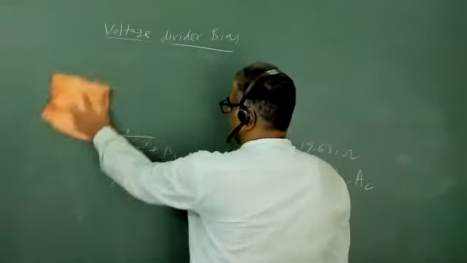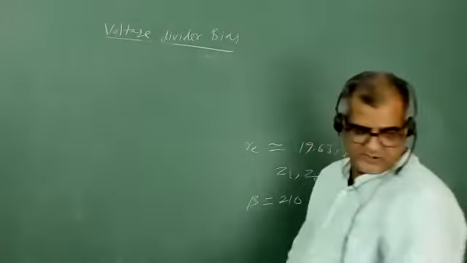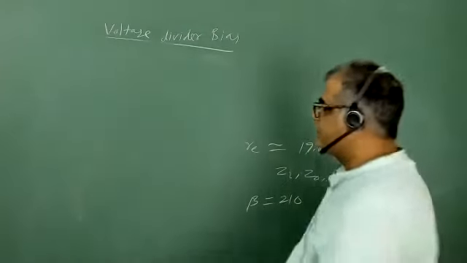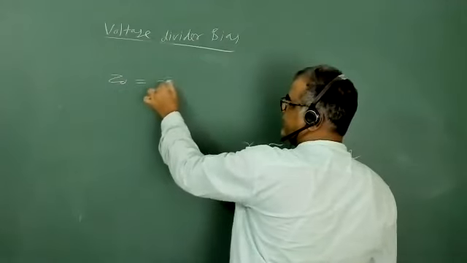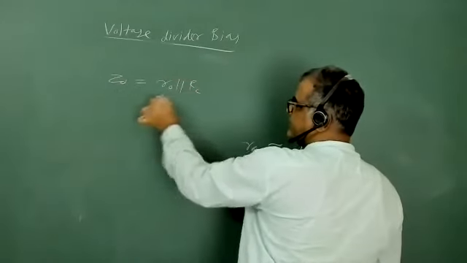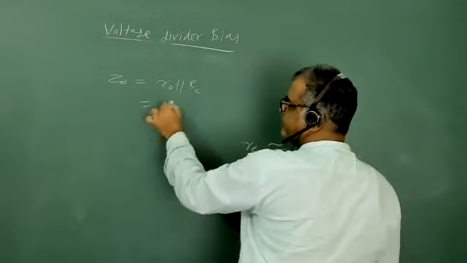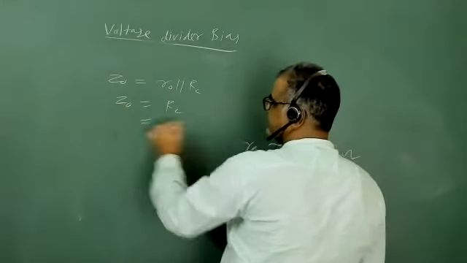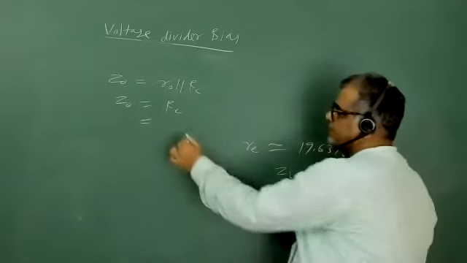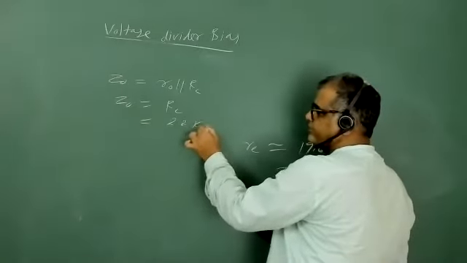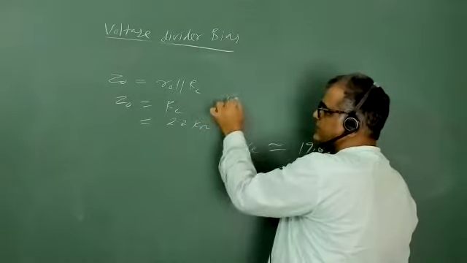Okay, now the next is your Z0. Z0 equals to what? What will Z0 be? R0 parallel to RC. R0 is infinite, so this will be only equal to RC. What is the value of RC? 2.2 kilo ohm, because R naught is infinite.